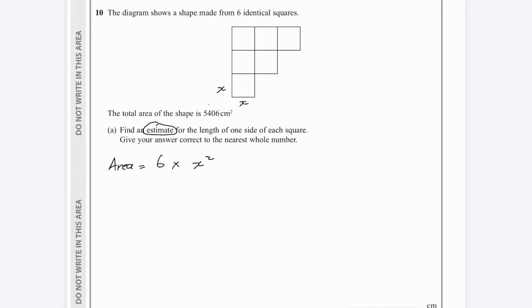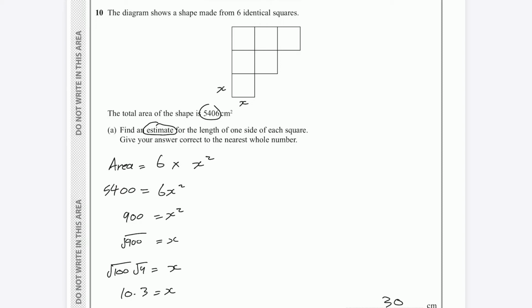So we know the area is equal to 5406, so we can round that to 5400, because we know in the 6 times table we have 54, so we'll make life easier. Divide each side by 6, that's going to give me 900 is equal to x squared. That's going to be root 900 is equal to x. And then that can be written as root 100, root 9, and that can be 10 times 3, which is x, and that is 30 centimeters.